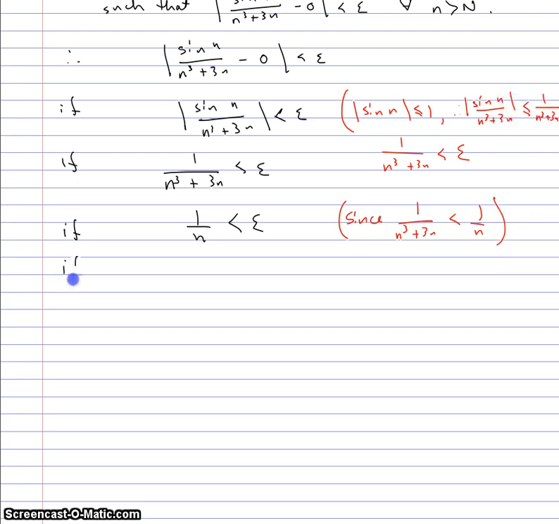Okay, and we progress further. So that's true if, taking reciprocals, n is greater than 1 over epsilon. Therefore, we'll let our capital N equal 1 over epsilon, and thus our sequence sine n over n cubed plus 3n converges to 0.